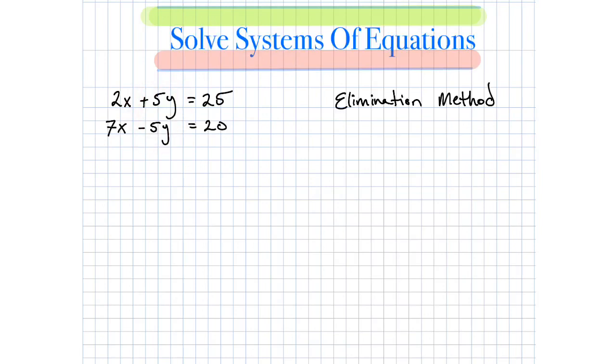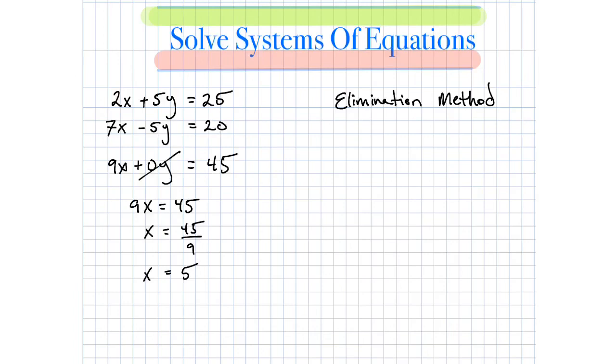If you add these two equations going from top to bottom, you get 2x plus 7x, that gives us 9x. You see why we do this? We get rid of the y variable here because plus 5 minus 5 gives us 0. So we could say that's plus 0y equals 25 plus 20, which gives us 45. We know anything multiplied by 0 equals 0, so what we're left with is 9x equals 45. x equals 45 over 9. x equals 5.